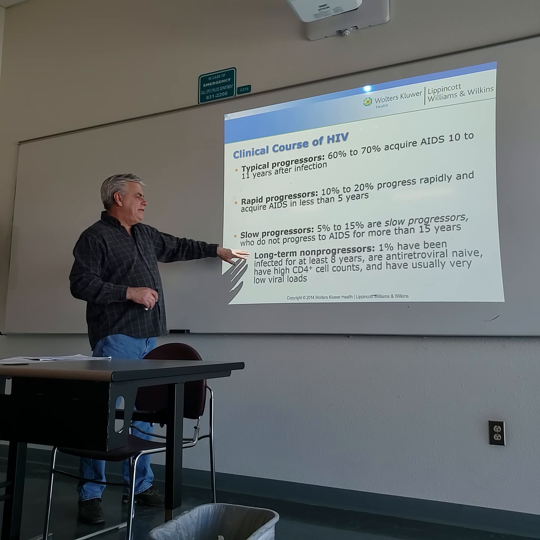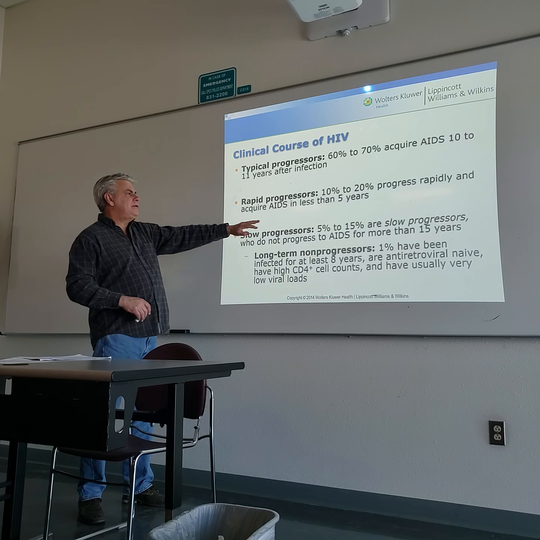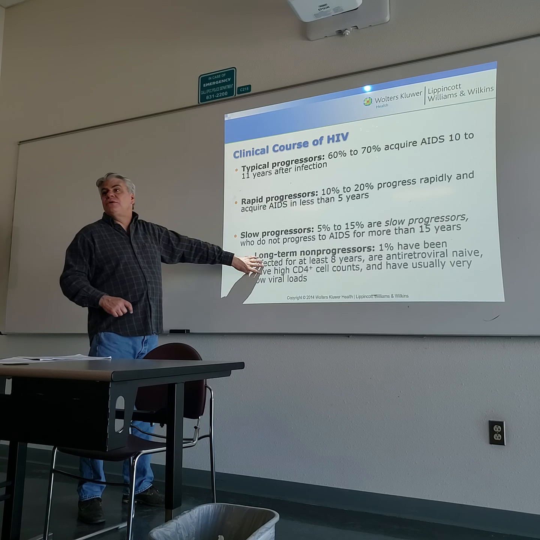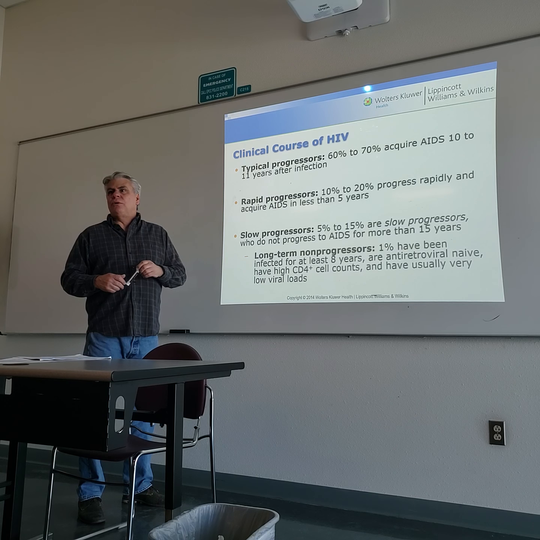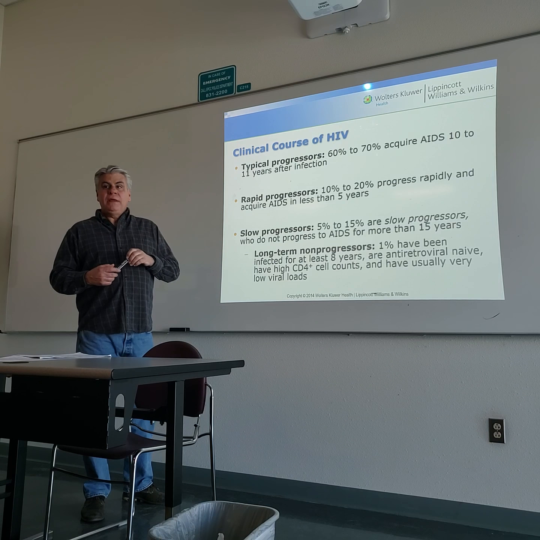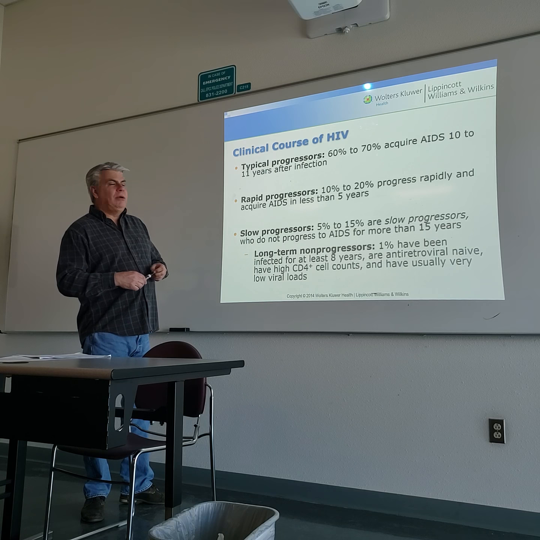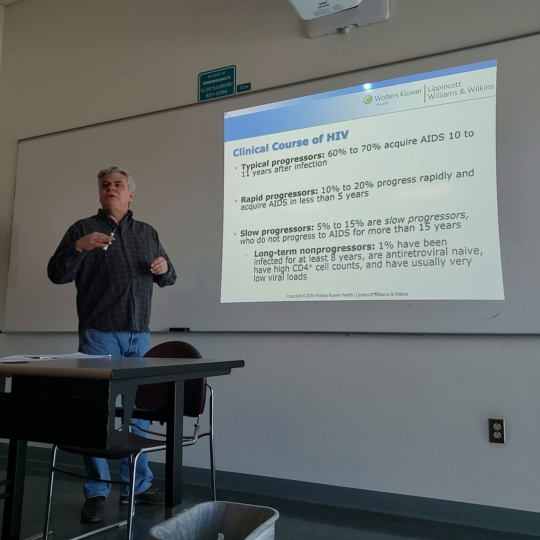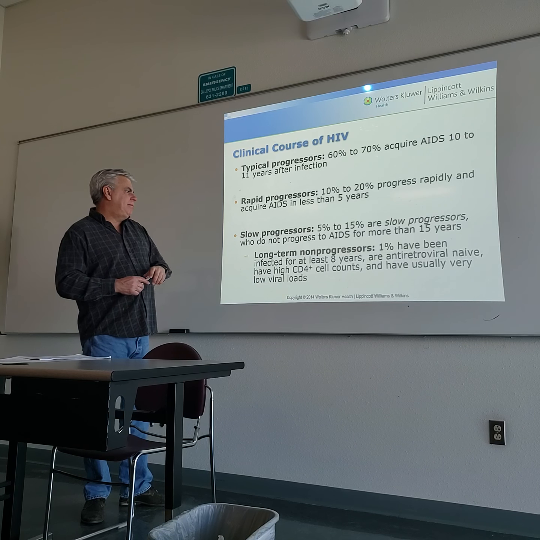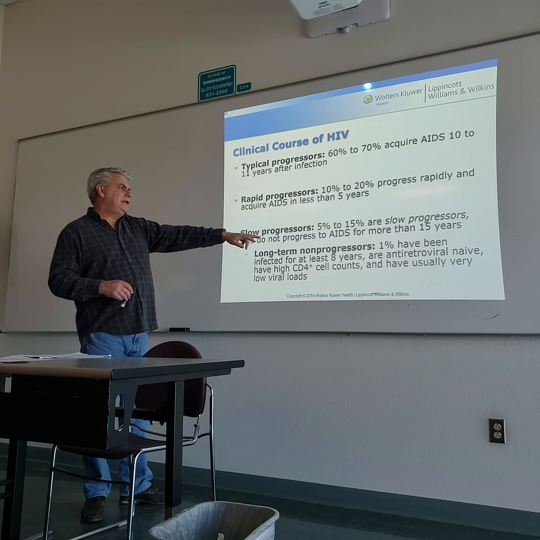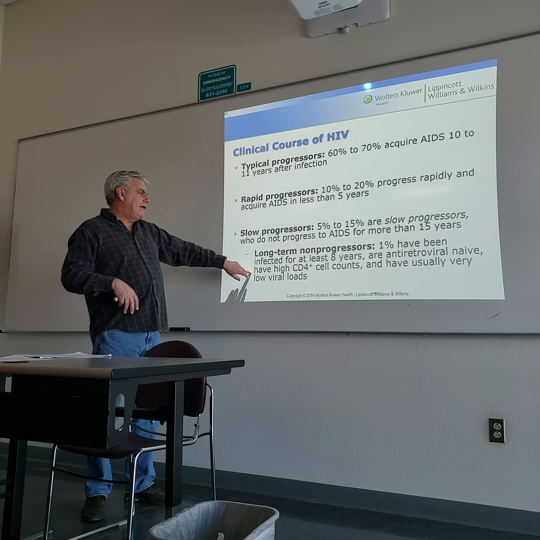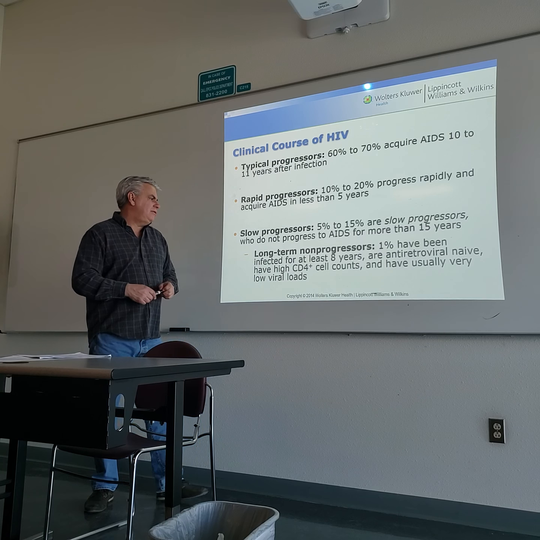Now where are we? Slow progressors. Slow progressors take about 15 years. Then there are the long-term non-progressors, or the new term, elite controllers. Do they do a lot of research into long-term non-progressors? Yeah. And what do they have? Most of those have that mutation in the CCR5 gene. About 1% have been infected for at least 8 years and are antiretroviral naive, which means they are not on medication. They have high CD4 counts and usually very low viral loads.